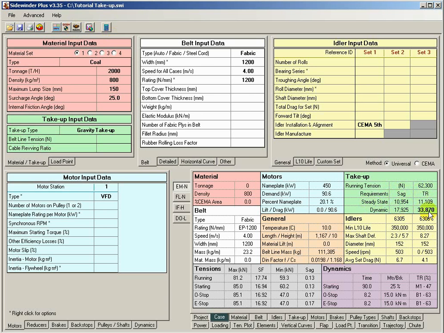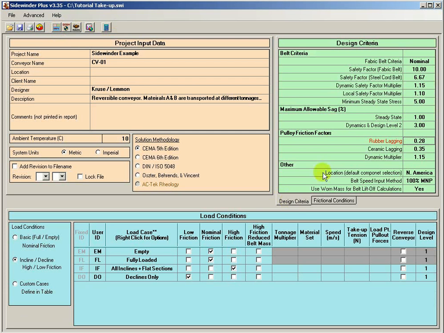Now if you're wondering what the basis of those are, you can go under the project information tab, and on our design criteria we've got them right here. So maximum allowable sag during steady state condition is 1%. For dynamic conditions and all our design level 2s, i.e. our non-common loading conditions and whatnot, we're allowing 3% sag. Our tension ratios are based off of our friction factor.